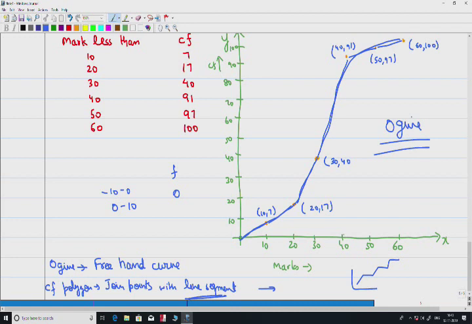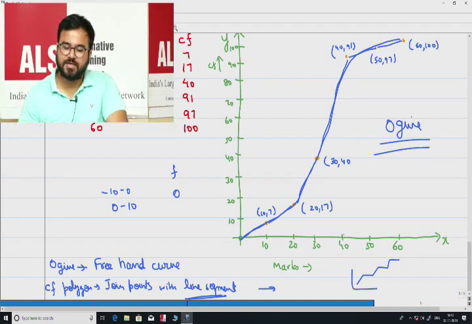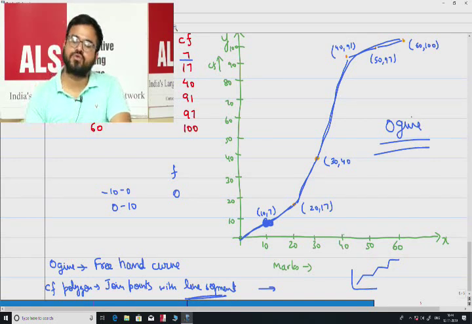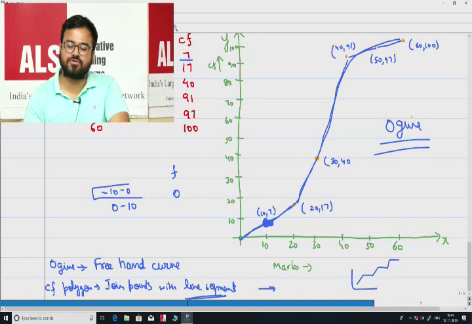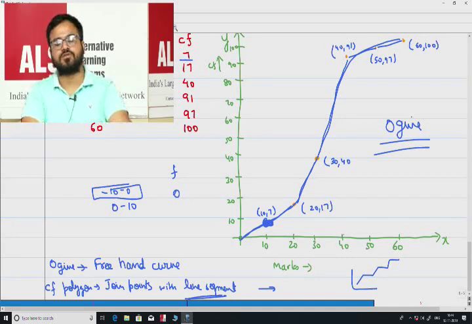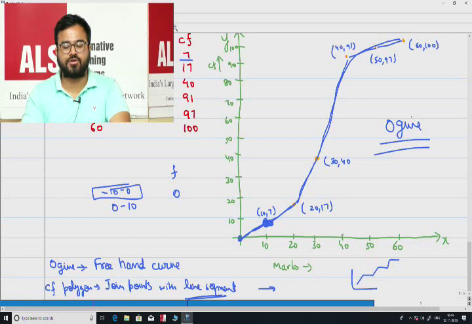And one more thing you have to make sure of: you can see that here I have plotted 10 and 7 as my first coordinate, right? Before that, we have to assume that it is 0 to 10, so before 0 to 10 there was an interval of minus 10 to 0. We will assume in that case the frequency is 0. That's why the less than 0 is 0, so we are having the first coordinate as 0, 0, and we will join it to this one.